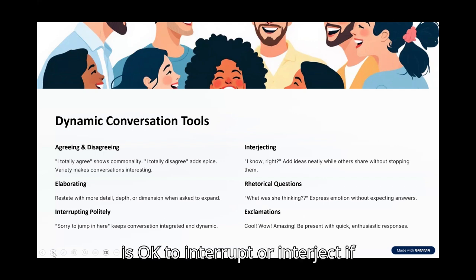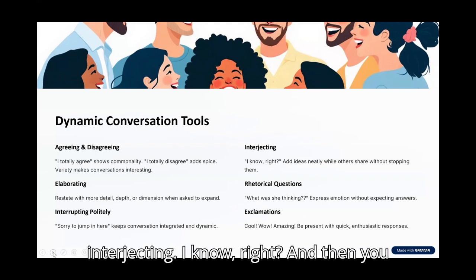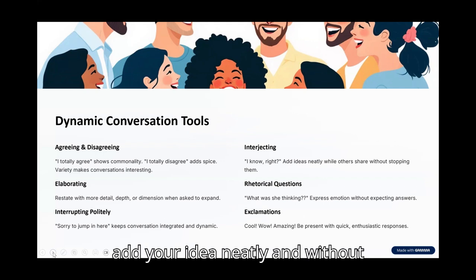It is okay to interrupt or interject if we do it right. Interrupting politely. Sorry to jump in here, and then you can add your thoughts. Just find the right timing. The same with interjecting. I know, right? And then you add your idea neatly in without interrupting the flow of the conversation.